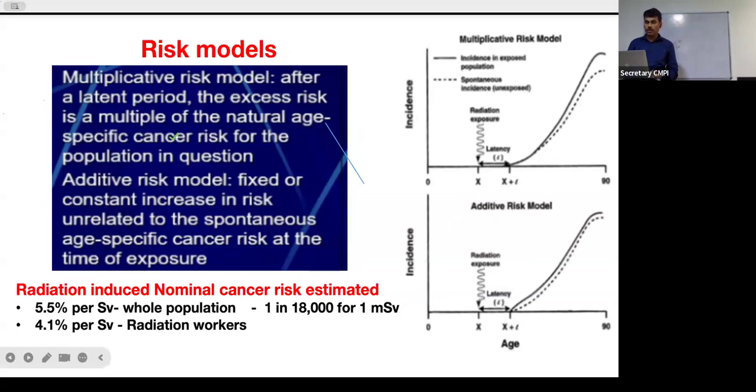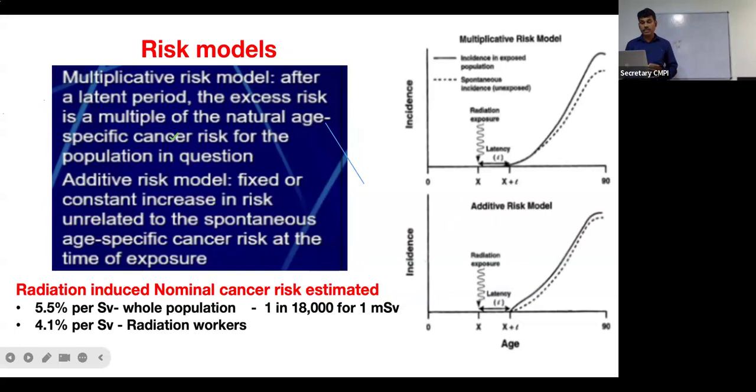And risk models were also developed for the determinant calculations from all these studies. Multiplicative risk model and additive risk model. I'm not going into much detail here. You can see in the right hand side graph, multiplicative and additive. The bottom graph shows the additive risk model. You can see that there is an age from 0 to x plus t. This is x and this is x plus t. This is the latent period, and the effect will start from here. You can draw a sigmoid curve or linear curve here.